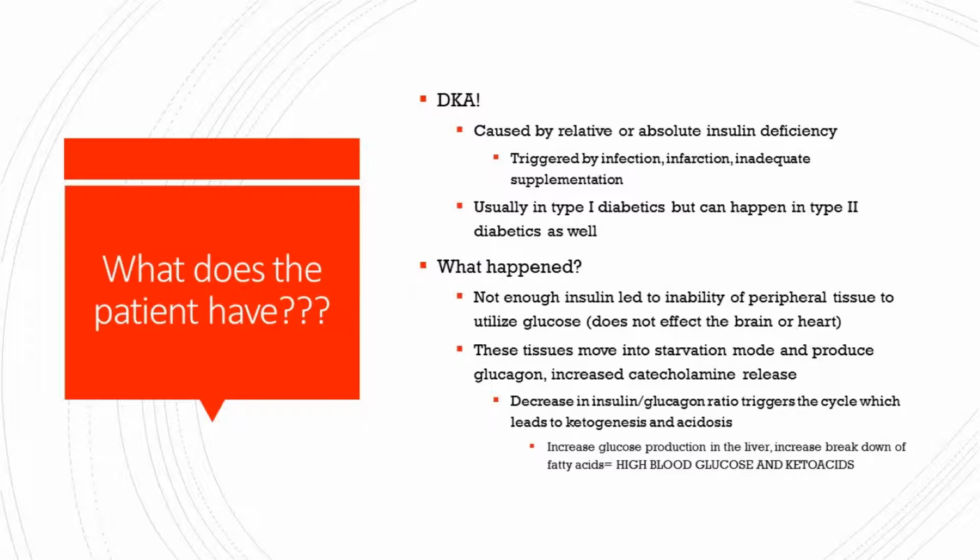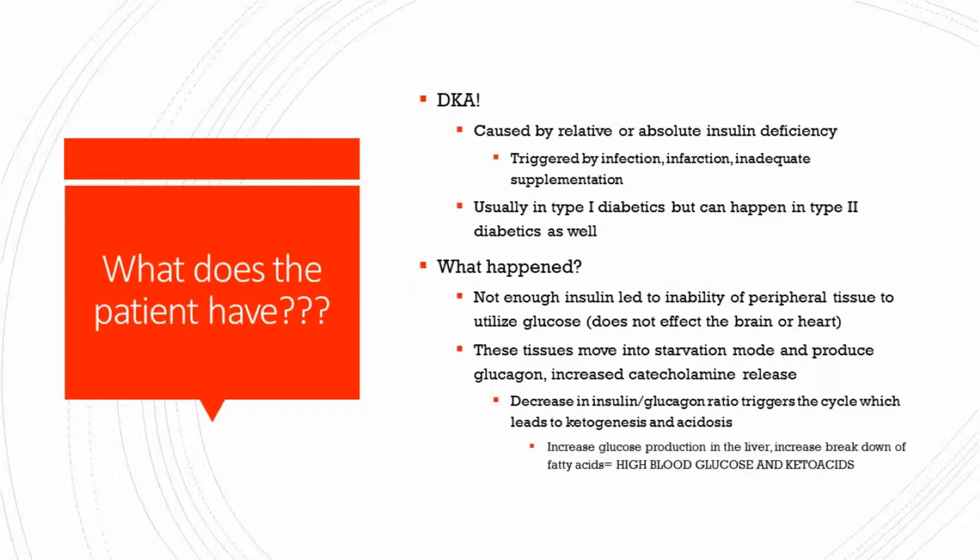Like I was saying, what happened is that this guy just stopped taking his insulin, and so his peripheral tissues aren't able to use glucose. When your muscles, your liver, the types of tissues that depend on insulin in order to get glucose, don't get the insulin that they need, they go into what's considered starvation mode, and at that point they start producing other hormones in order to try to get energy. The main hormones that come out when these cells are in starvation mode are glucagon and then catecholamines.